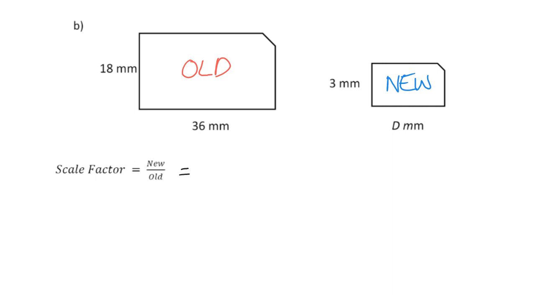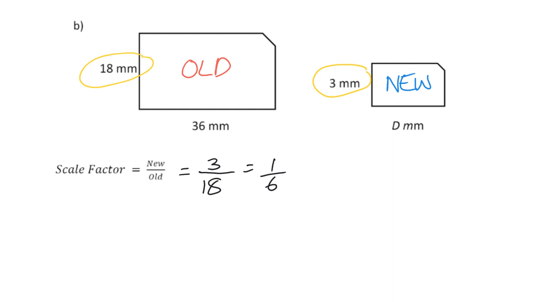Where are the corresponding sides? In this case, the corresponding sides are 18 and 3. We can't look at the 36 and the D just yet. So new shape is 3. Old shape is 18. 3 over 18, we can simplify to 1 over 6, divide the top and the bottom by 3. So our scale factor is 1 over 6, or divide by 6. It's not always going to be that case, but divide by 6.